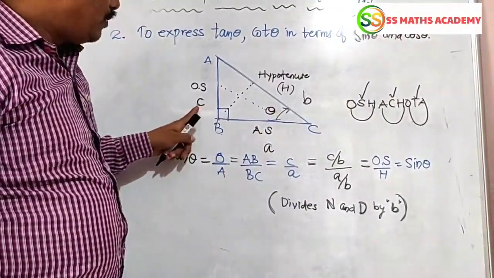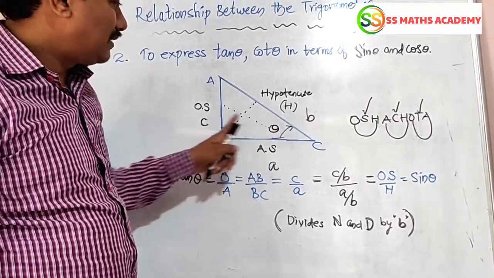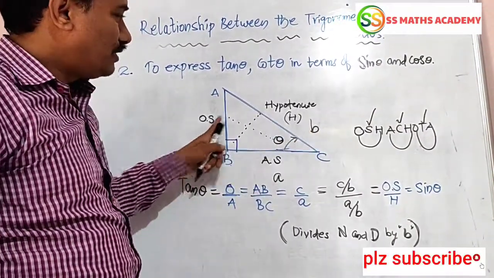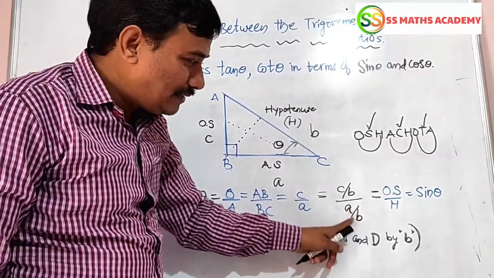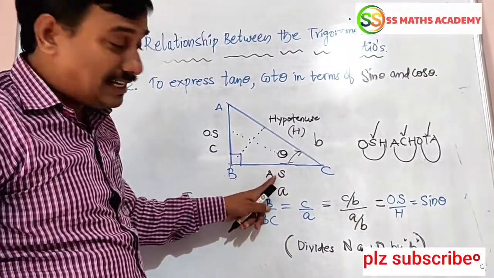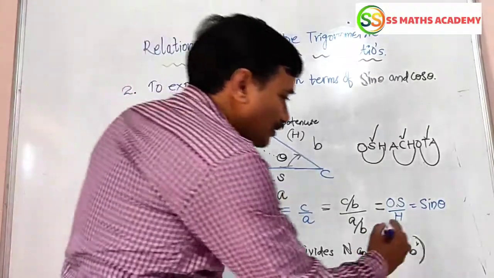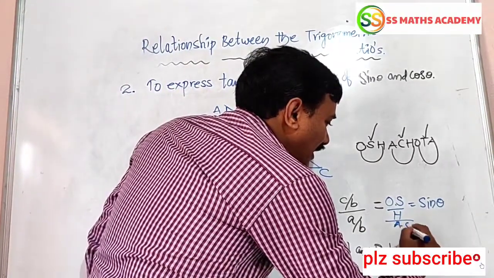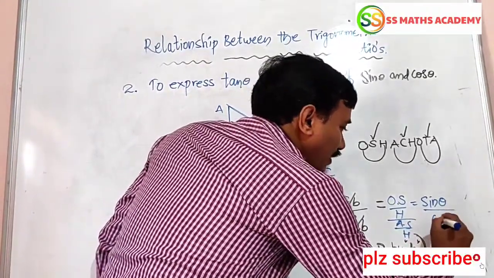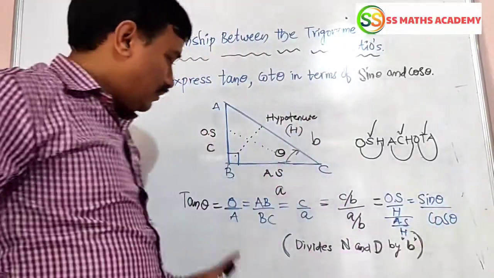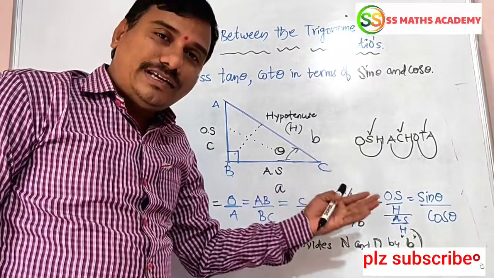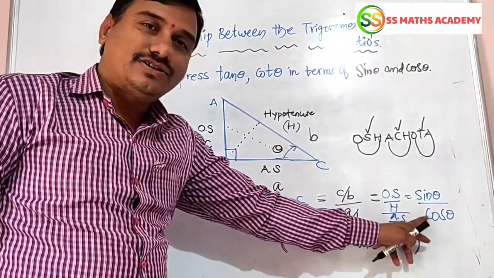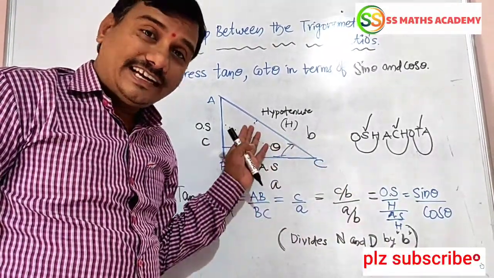Here c by b means opposite side by hypotenuse, sin theta. a by b means adjacent side by hypotenuse, that is nothing but cos theta. So tan theta can be expressed in terms of sin and cos theta by using the right angle triangle.